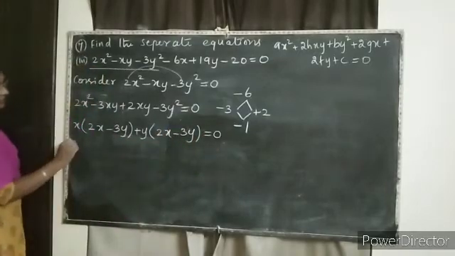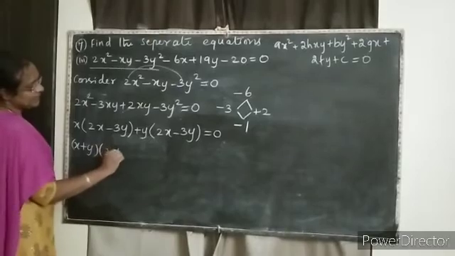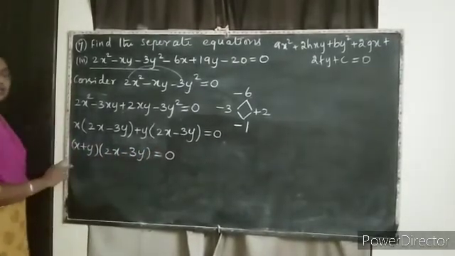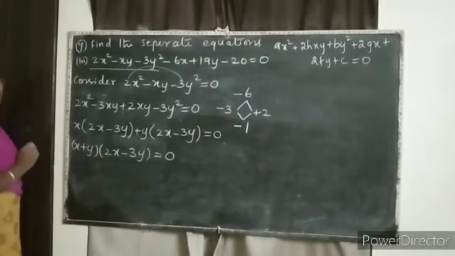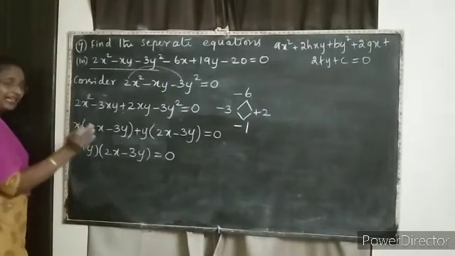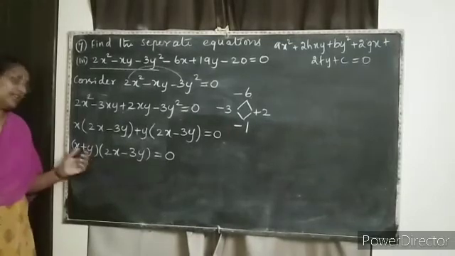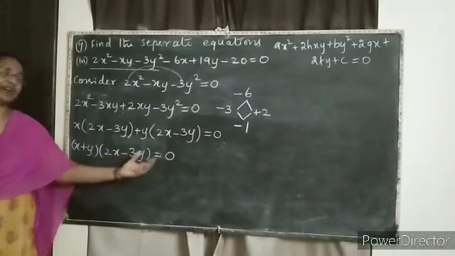Now I combine these two. So it is (x plus y) into (2x minus 3y) equal to 0. Now (x plus y) into (2x minus 3y) is equal to 0. We are going to use this as a separate equation. In the previous one, we were using just x plus y equal to 0, 2x minus 3y equal to 0.